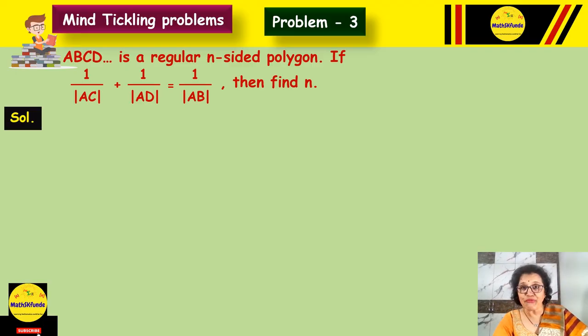Today I've got the third problem for you in the mind tickling problem series. I'm sure you must have tried the previous two problems on your own, must have seen my solution also, and must have enjoyed. Now today's problem is: A, B, C, D, and then dots, is a regular n-sided polygon. If 1 upon AC plus 1 upon AD equals 1 upon AB, then we have to find n. That means we do not know how many vertices there are and we have to find the number of vertices, and that is why I have just written dots. So I have not written the complete polygon's name.